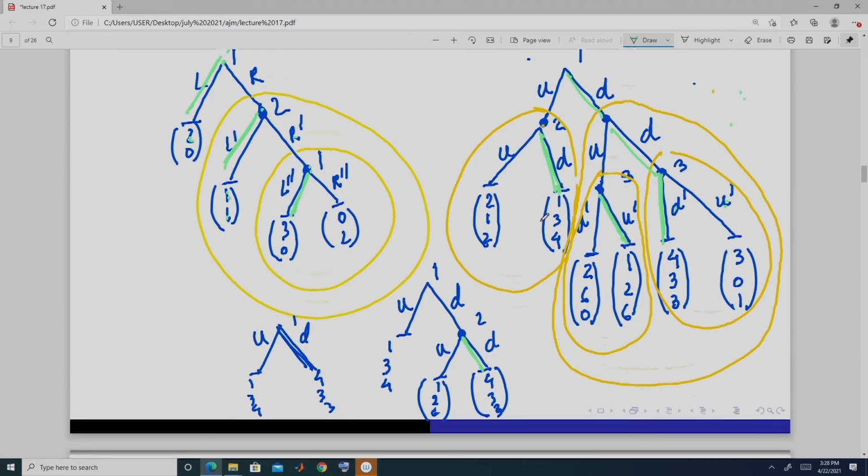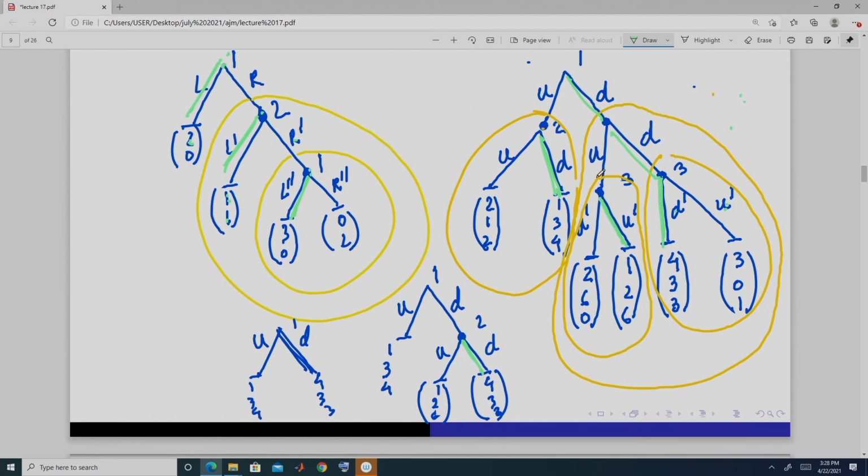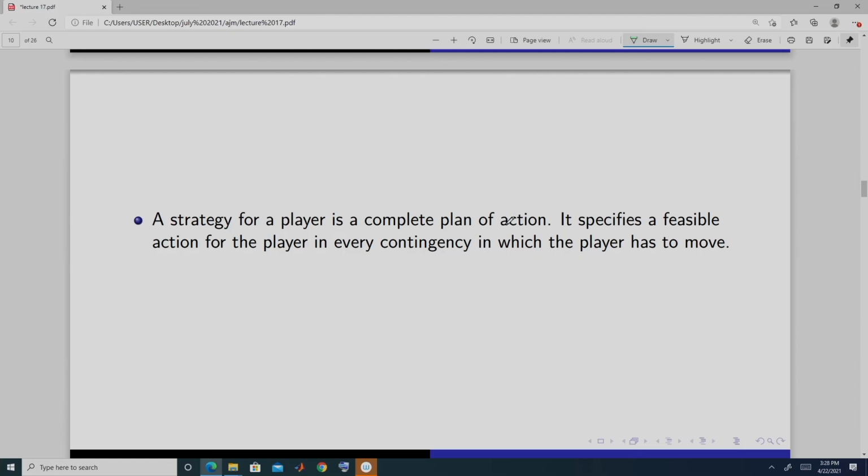Now, we are going to define what is a strategy. We have talked about the actions here. In this game, what is the action? In this subgame, what are the actions, like that. Now, we will specify strategies. What is a strategy of a player? A strategy for a player is a complete plan of action. It specifies a feasible action for the player in every contingency in which the player has to move. Okay. So, keep this in mind, in every contingency in which the player has to move.